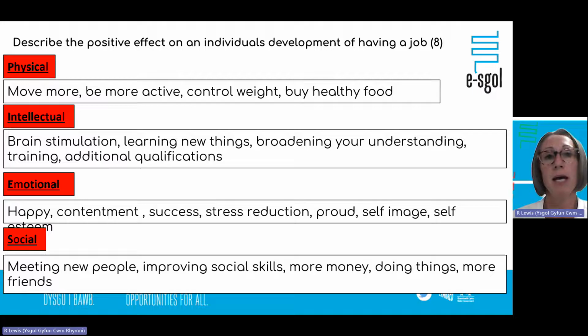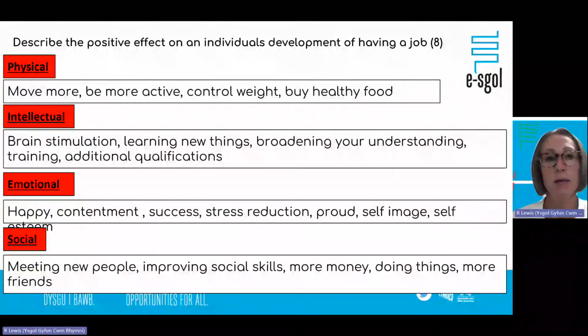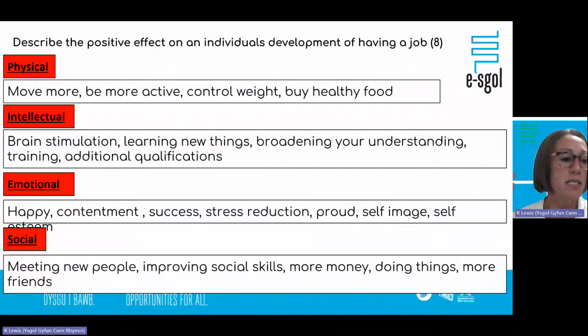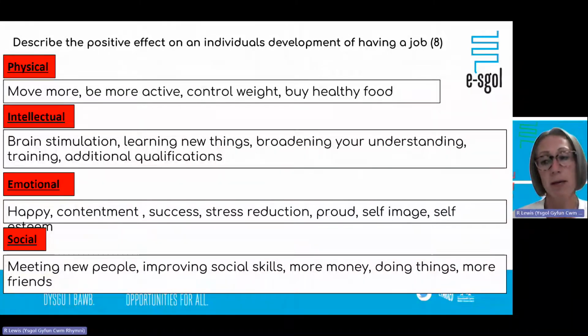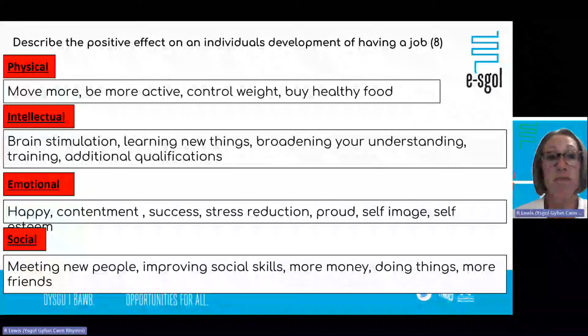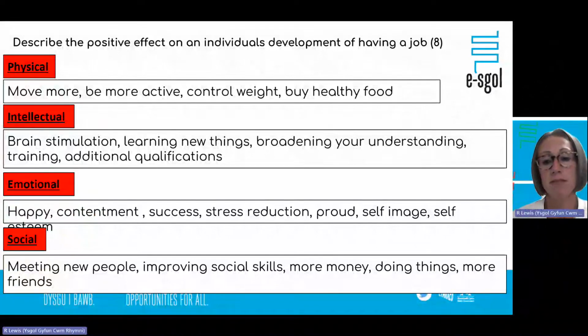Emotionally then, okay, positively, I could be quite proud that I've had this job in Costa Coffee. Maybe I had to go for an intense interview and I feel good about myself. I have less stress because I know there's an income coming into the family, and I have more self-worth, and I'm fulfilling myself because I have something to do with my time.